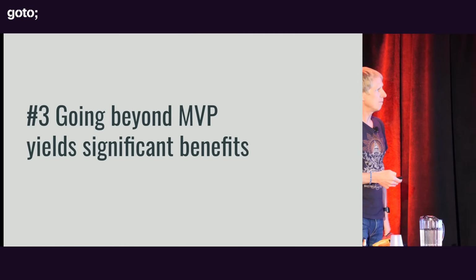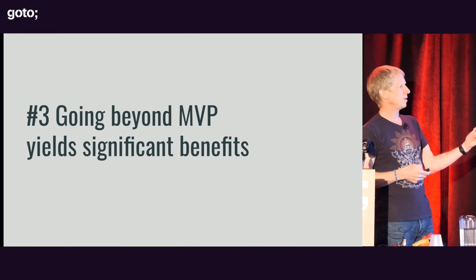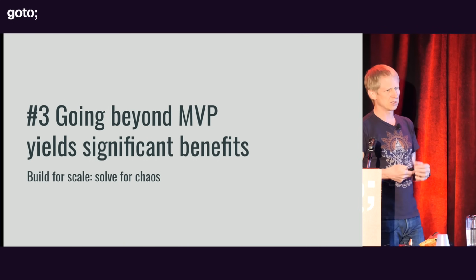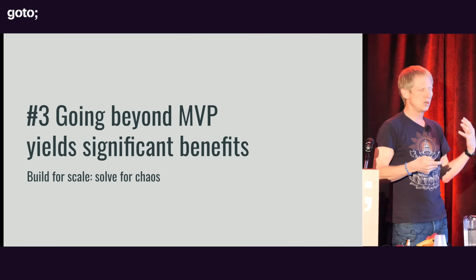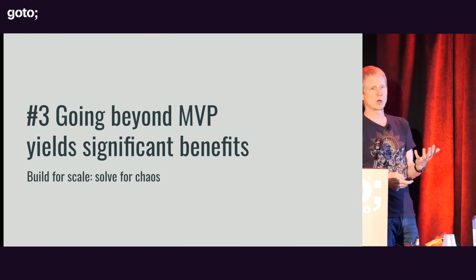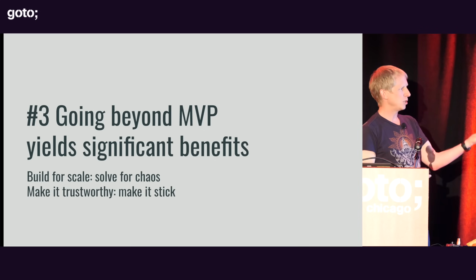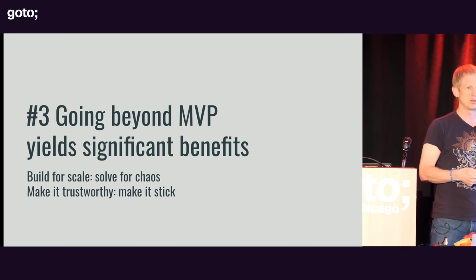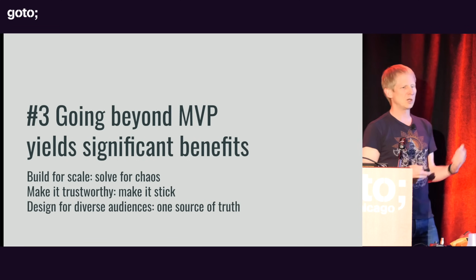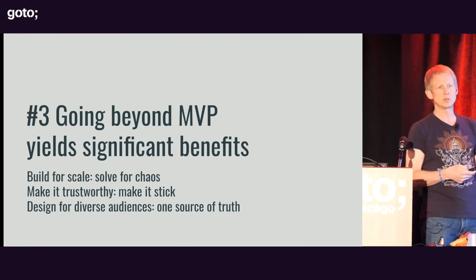So going beyond MVP yields significant results. Build it for scale, solve for chaos. We saw in the LinkedIn example, you want to figure out how to make it so that a lot of people can work, but you don't have to worry about coordination. Make sure that it gives repeatable results. It should be trustworthy. And then design for diverse audiences. It shouldn't be a wizard's tool or something two developers know how to use. It should be something that everybody knows how to use.